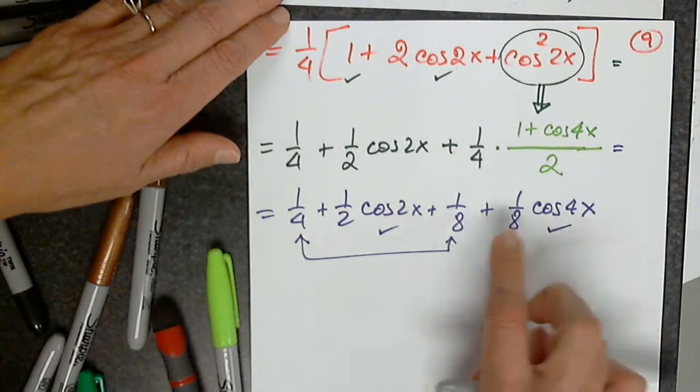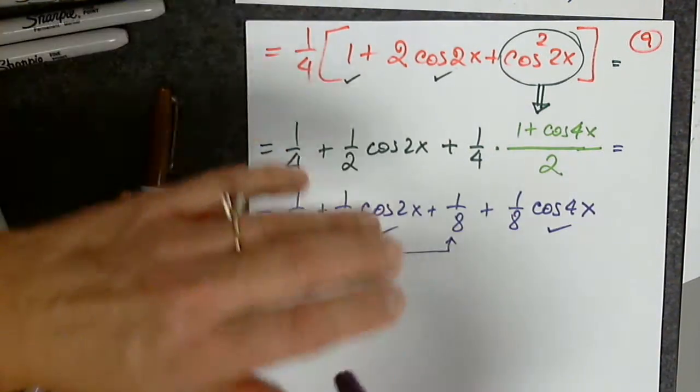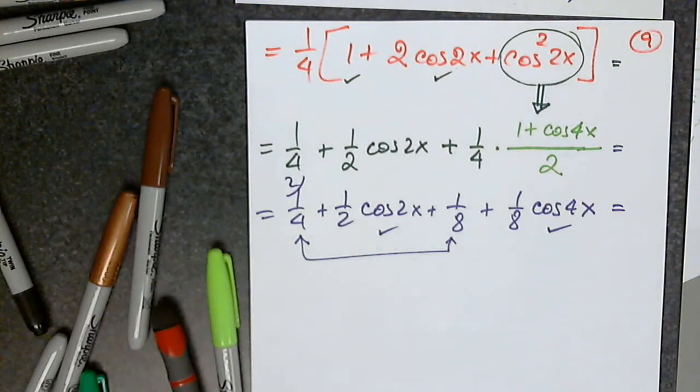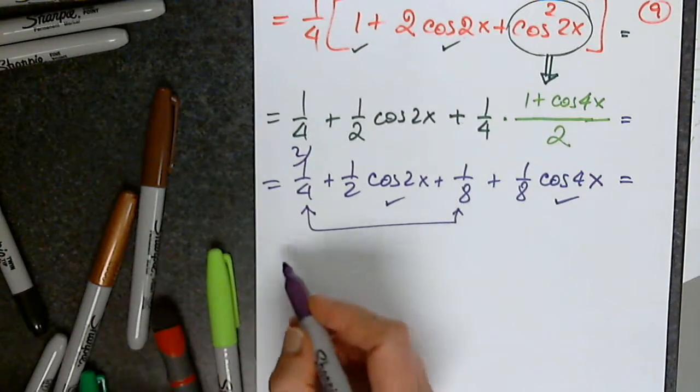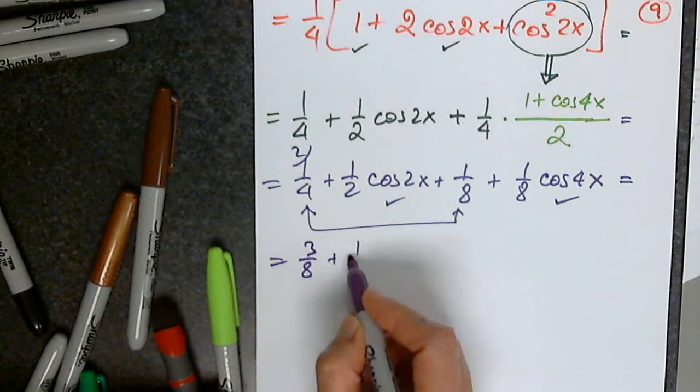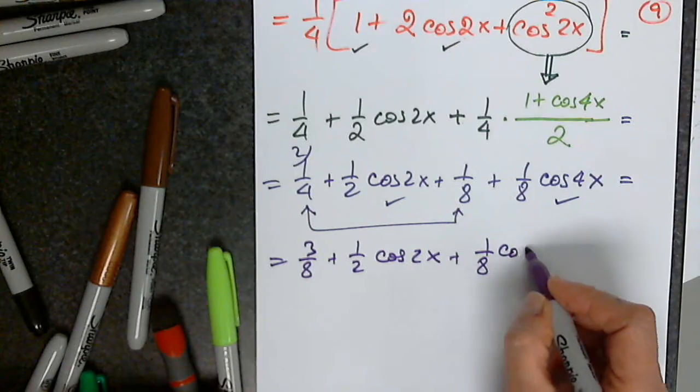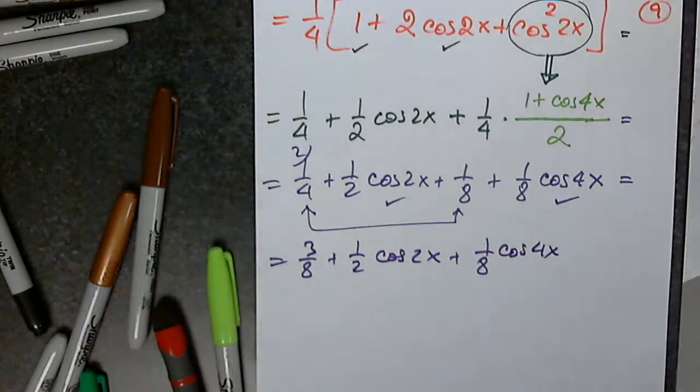So now this is done, this is done. Now I have to add these 2. The least common denominator is 8. I have to multiply this by 2, and 2 plus 1 is 3. So 3 over 8 plus 1/2 cosine 2x plus 1 over 8 cosine 4x.